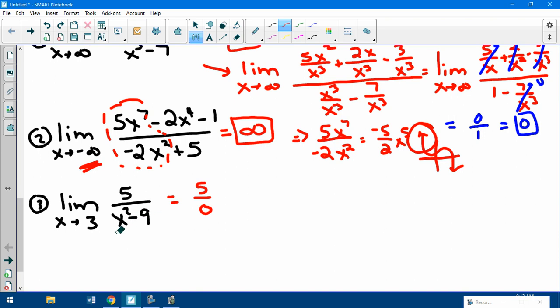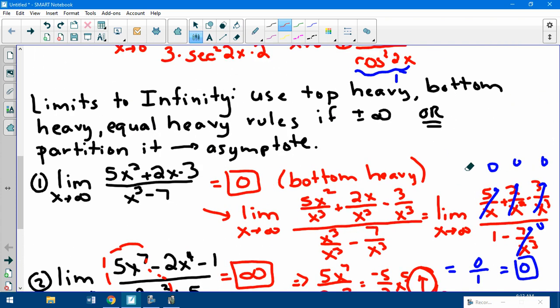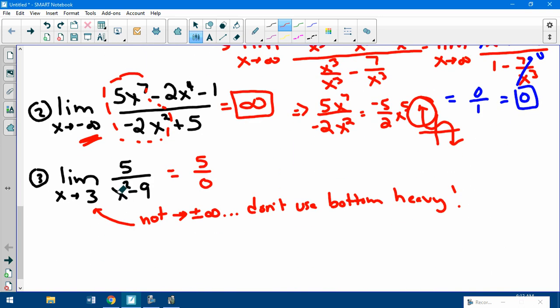Don't say it's 0. Why can't you say it's bottom heavy? Because it's not a limit to infinity. That's important to note. Not to plus or minus infinity. Don't use bottom heavy. Bottom heavy is only talking about asymptotes, and asymptotes are only about what happens as you go to positive or negative infinity. So this is what I meant by partition it if we're at an asymptote, because that's what is happening here. X equals 3 is a vertical asymptote.